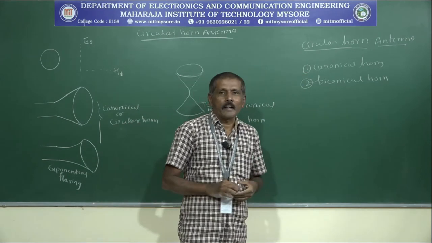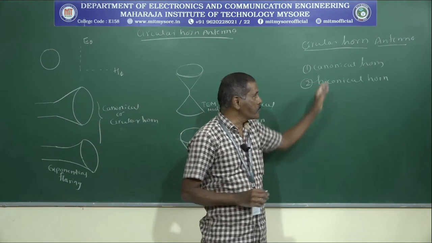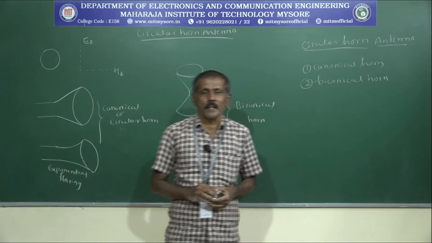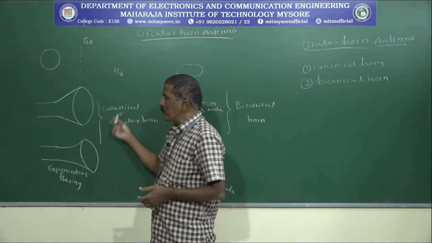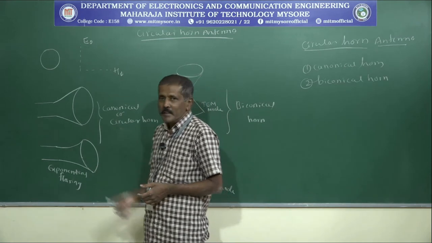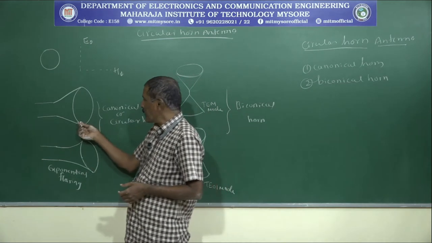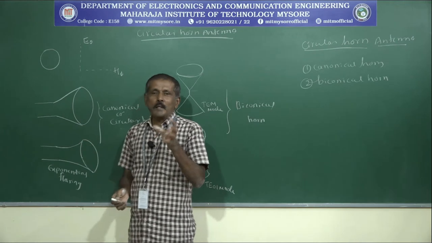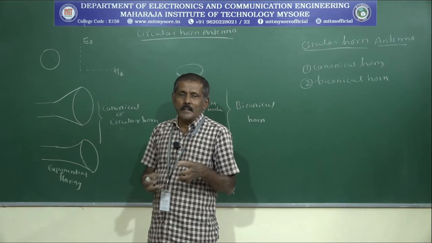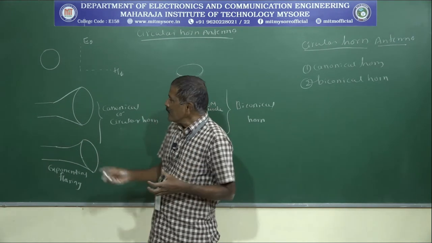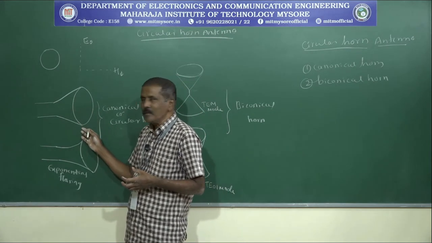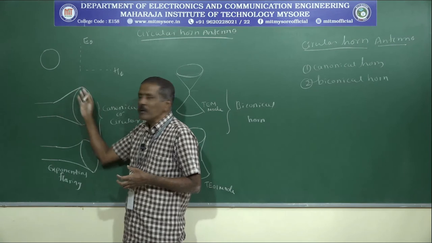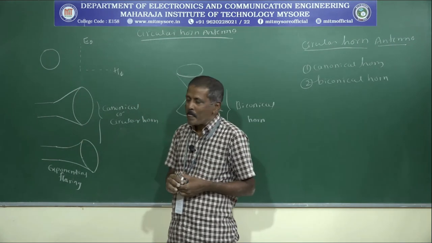Now the circular horn antennas are classified into two types. One is a conical form, another one is a biconical form. So the conical or the circular form is shown in this figure. In this particular figure, one end of the circular waveguide is flared, and whenever it is flared, it looks like a horn, where the mouth of this particular horn is in a circular pattern.